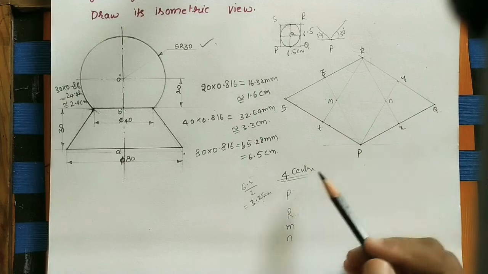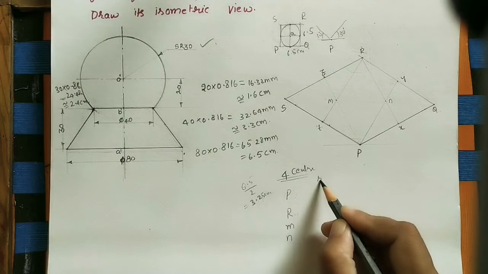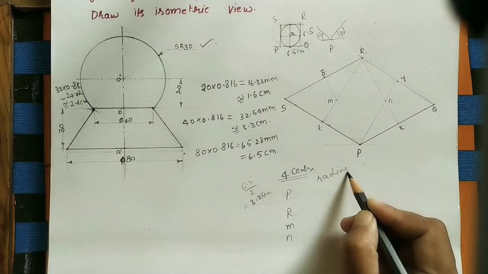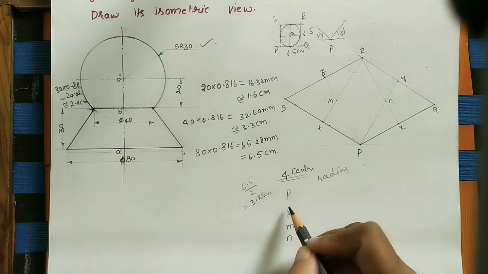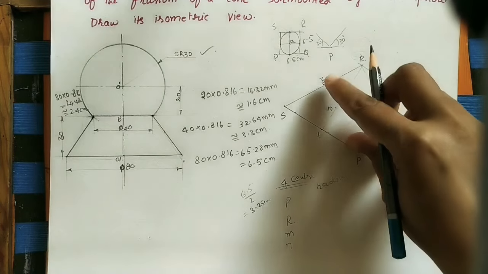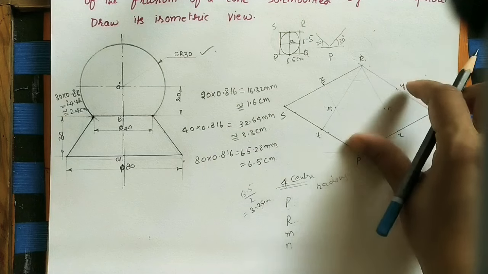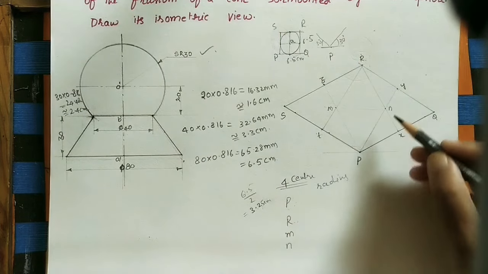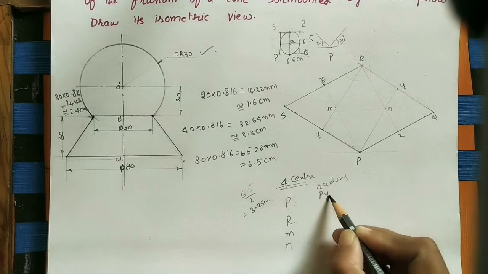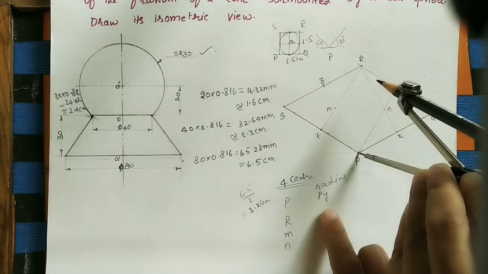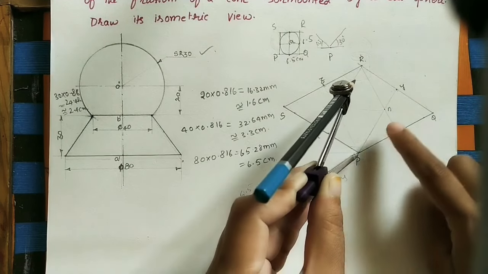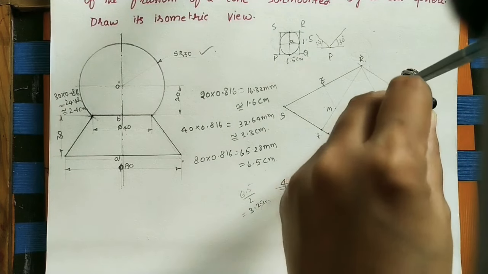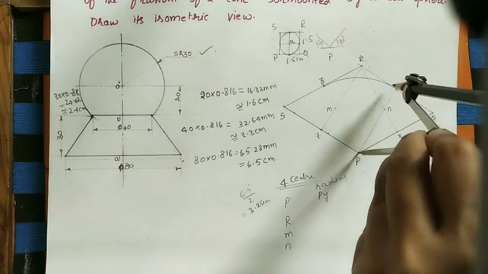Okay, for drawing the arcs, we have to find the radius also. For any arc, we have to take some radius. If P is the center, what is the radius? PZ or PY is the radius. Both are the same value. Okay, take PY as the radius. Roughly, I am writing here. Take P as the center, PY as the radius. Join these two points like this.